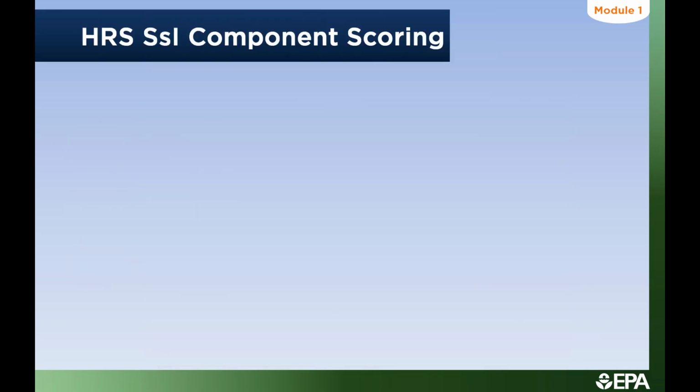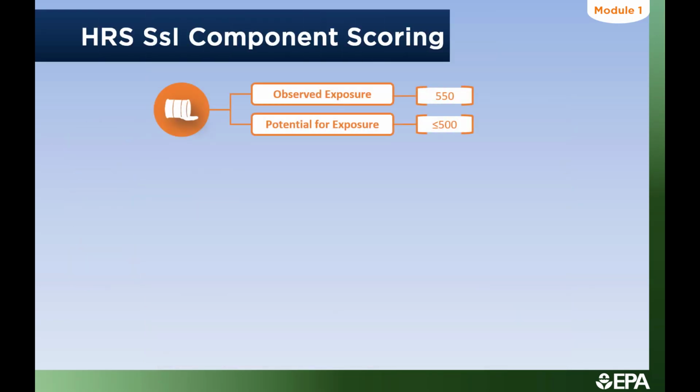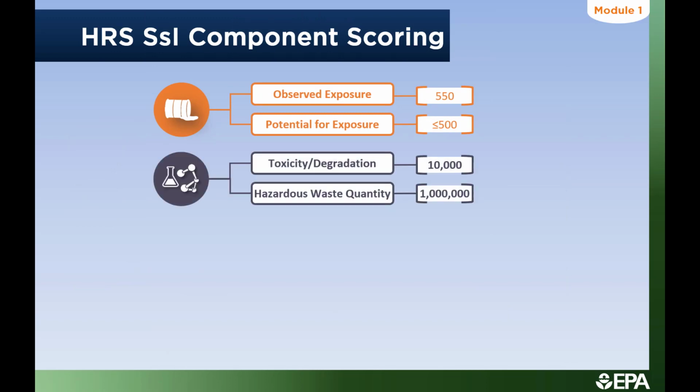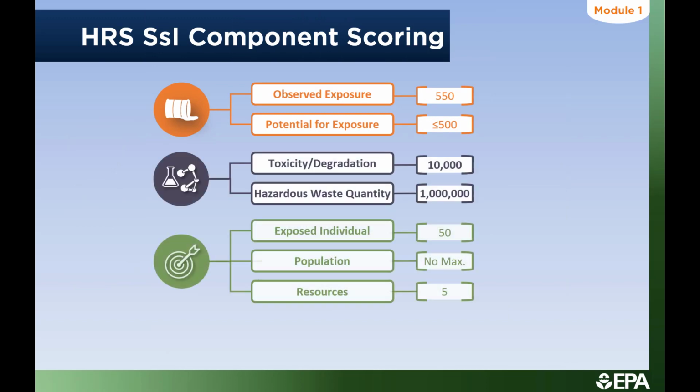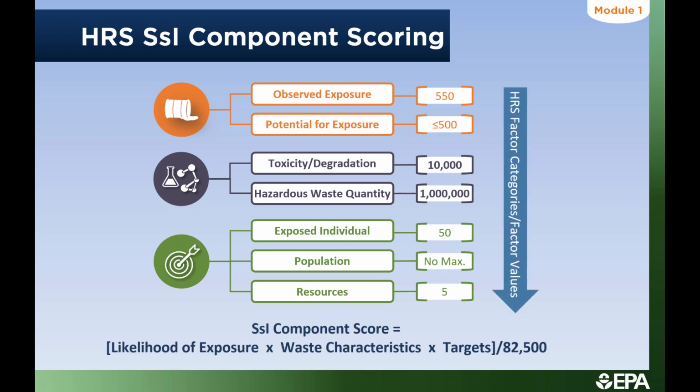The score sheet can be thought of as a map for the HRS evaluation, and it will be referenced as we progress through the other modules. To make things a little easier to follow, this graphical representation of the score sheet will be used throughout the training to illustrate the scoring factors being discussed. These graphics identify the 3 factor categories, their associated factors, and the maximum values that may be assigned.